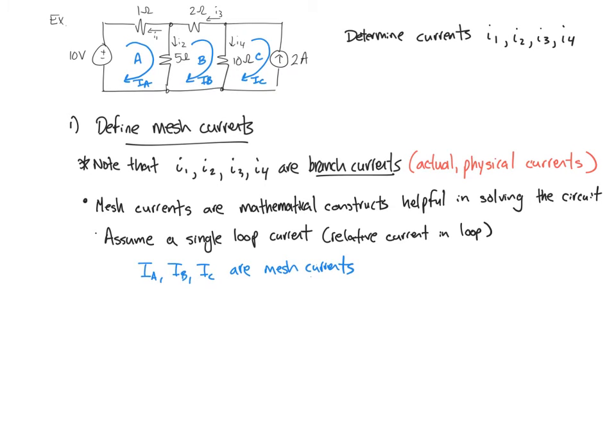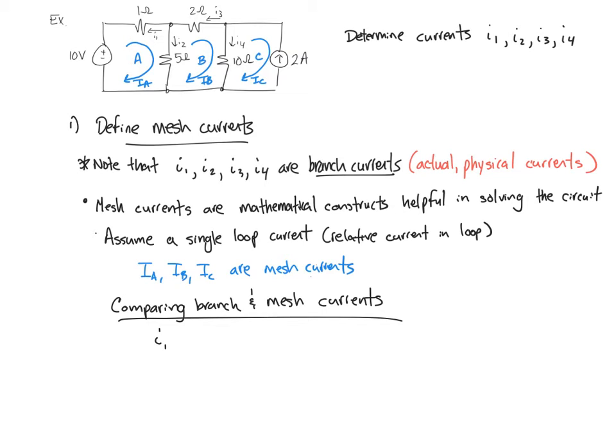Again, we think of these as the relative current in the loop. It's not that these currents are necessarily the physical currents. It's that IA is the contribution of the total current due to this loop, likewise for IB and IC. But we need to relate these mesh currents, these mathematical constructs, to the physical branch currents that we have in the problem. We can do so as follows.